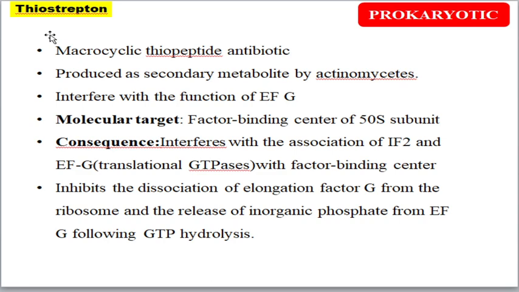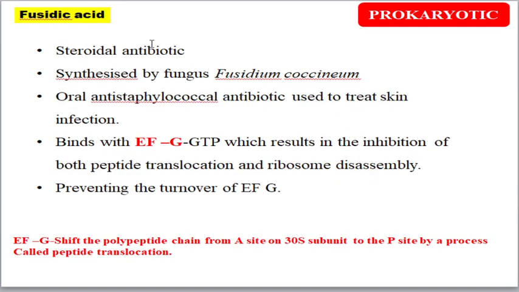Next is thiostrepton. These particular antibiotics are present in your James D. Watson book of molecular biology, so definitely this question will be asked in your examination. All the notes have been taken from that particular book only, friends. This thiostrepton inhibits the process of prokaryotic translation, and it is a macrocyclic thiopeptide antibiotic, produced as a secondary metabolite by actinomycetes. So many antibiotics are produced from these actinomycetes, and this thiostrepton will also inhibit the function of this EFG, similar to your Fusidic acid.